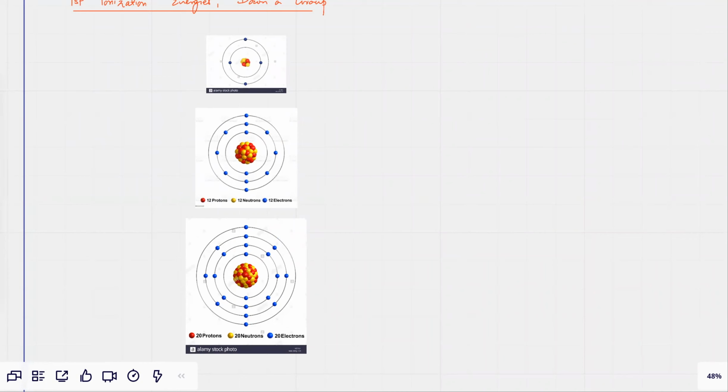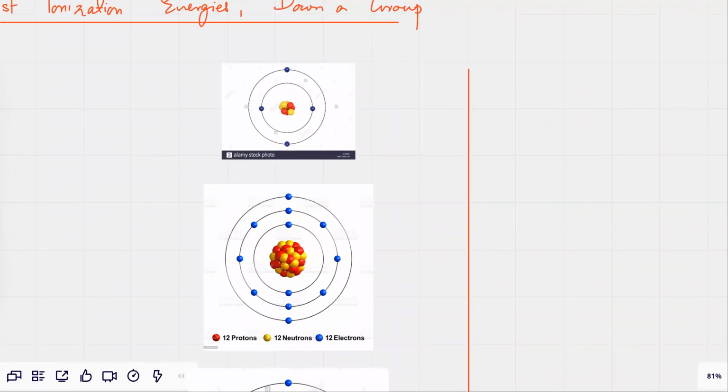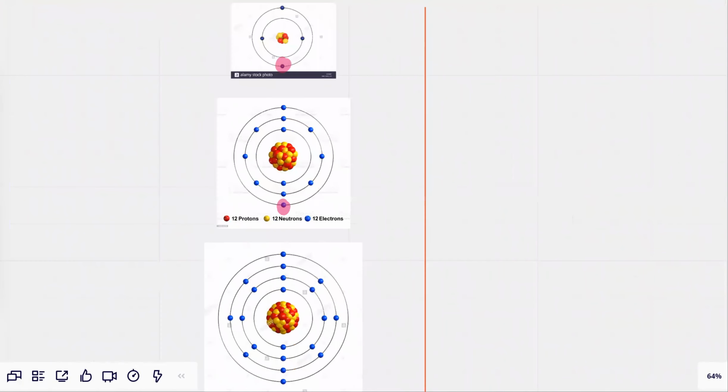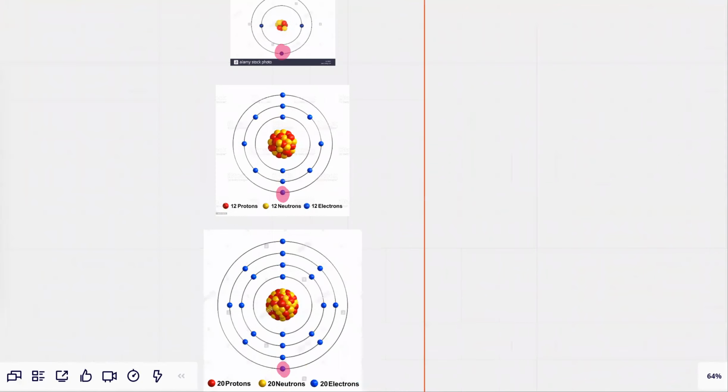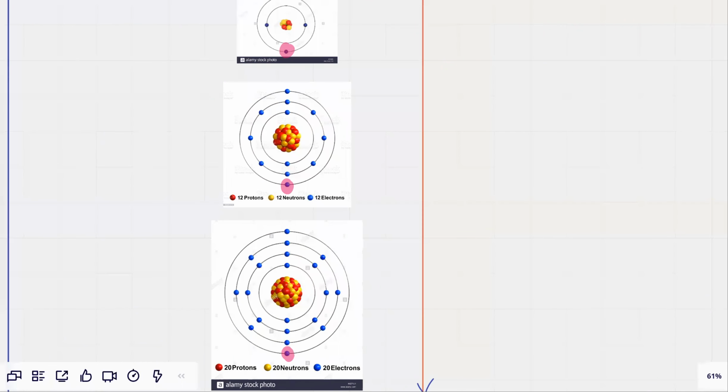Yes, sir. So we're moving down a group. And remember, we're only comparing the first ionization energy, which is basically we're trying to remove just one electron, which is going to be this one, this one. Okay, I'm marking all those electrons. I'm trying to remove these 3 electrons. So how difficult is it going to be if I try to remove them one by one, comparing them.